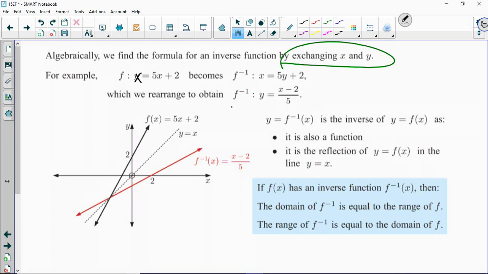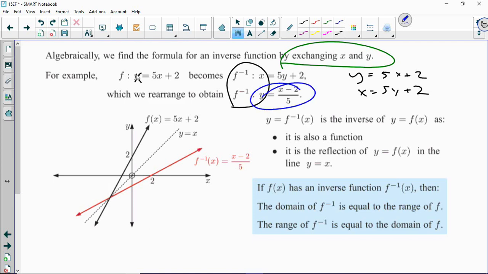Here's how I would do it, because they're using this notation with the colon and stuff. I find that to be obnoxious. So what I would write is, if y is equal to 5x plus 2, then x is equal to 5y plus 2, and then we solve this equation for y, and clearly we're going to get y equals x minus 2 divided by 5.